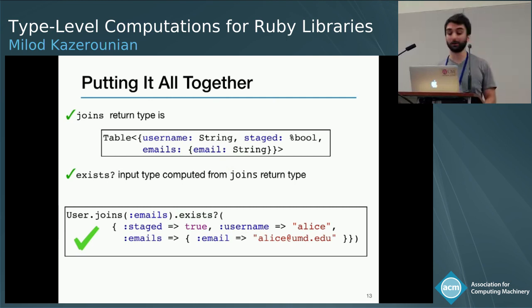So putting this all together, we were able to write a comp type for joins, which computes a table with a merged schema. We were able to write a comp type for exists, in which the input type depends on the receiver of the table it's called on. And so we're going to be able to precisely type check the larger query that we wanted to check.